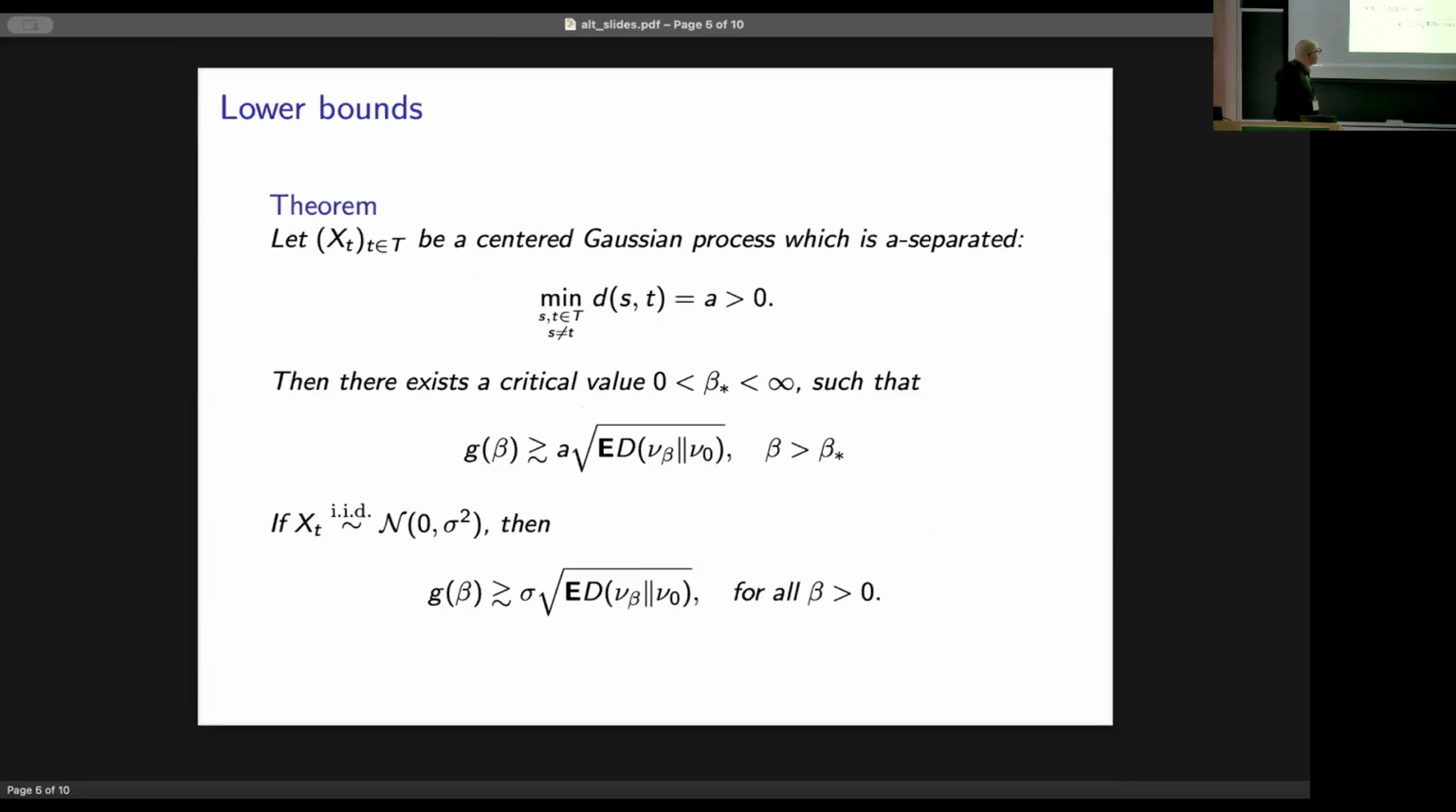For the lower bound, we have the following theorem. X_T is a centered Gaussian process now, which has this minimum separation property. So any two distinct elements S and T are separated by at least A in this canonical metric, and there exists a critical value beta star for the inverse temperature such that for all beta larger than that, so this is a low temperature bound, the quenched Gibbs average is lower bounded by the separation times the square root of the expected KL divergence. And if the random variables are actually IID Gaussian with variance sigma squared, then this holds for all temperatures. And the constant here is proportional to the constant in the Sudakov minoration inequality.